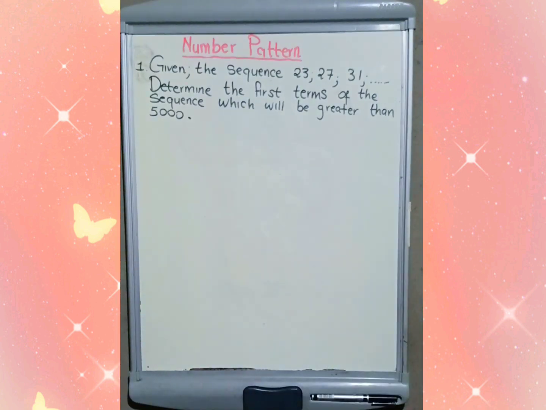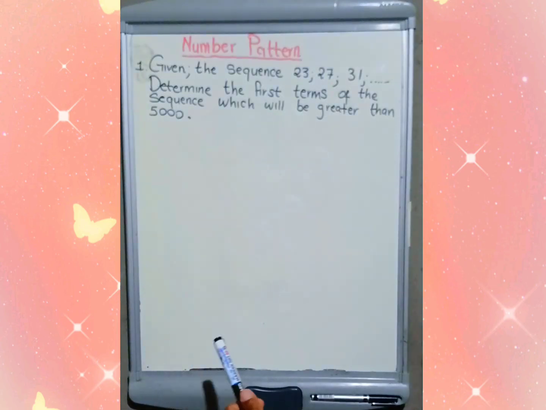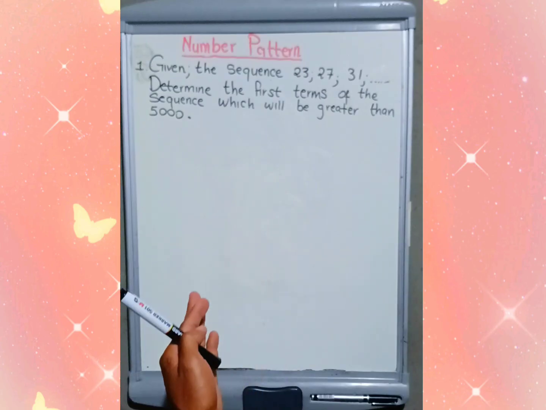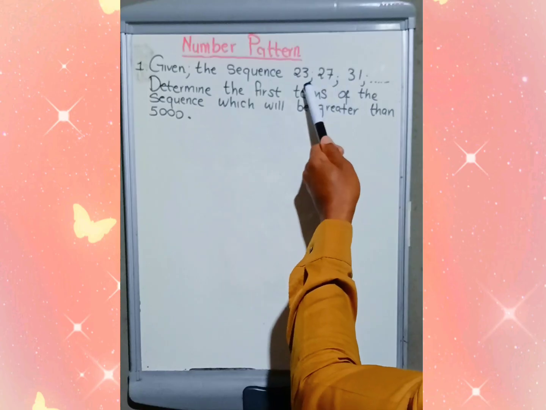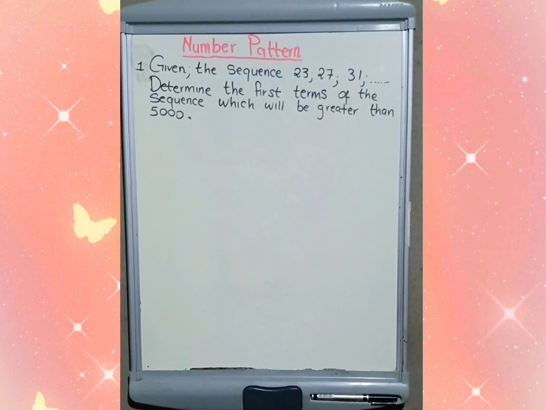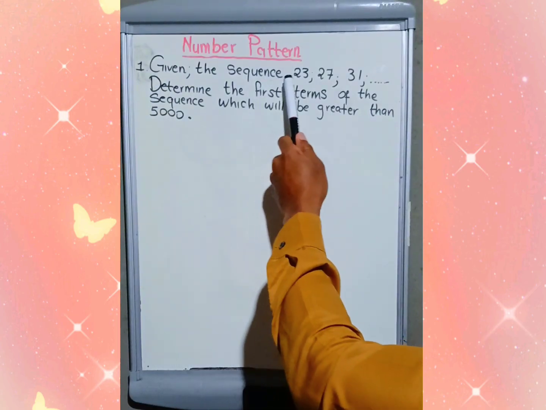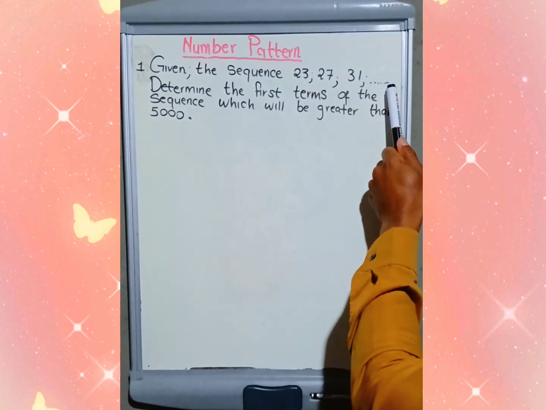As you see here, we are given a sequence. How can you see this is a sequence? I said that a sequence is the order or arrangement of terms in the form of consecutive terms, where between the terms we have a semicolon. Do you see the semicolon between the terms? Therefore, this is a sequence. On this statement, they are giving us a certain sequence: 23; 27; 31, and it continues.